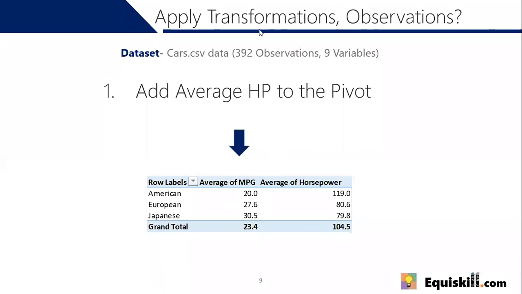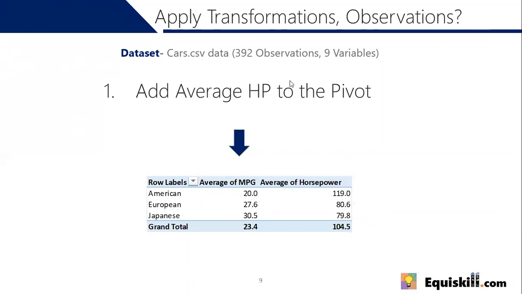Now, the moment I throw in the horsepower, what you see here is the American cars on average have a horsepower of 119. You've got European cars with 80.6. You've got Japanese cars with 79. So do you all now notice that the Japanese cars have the least power, but the maximum mileage, right? And you also see that the American cars tend to be really big on power. They like that over there, but a little lower on mileage, right? Do you see this additional information about the origin of the cars and the mileage?